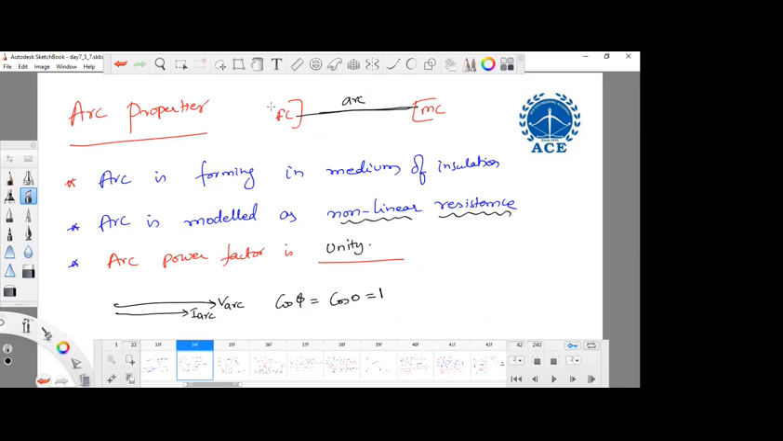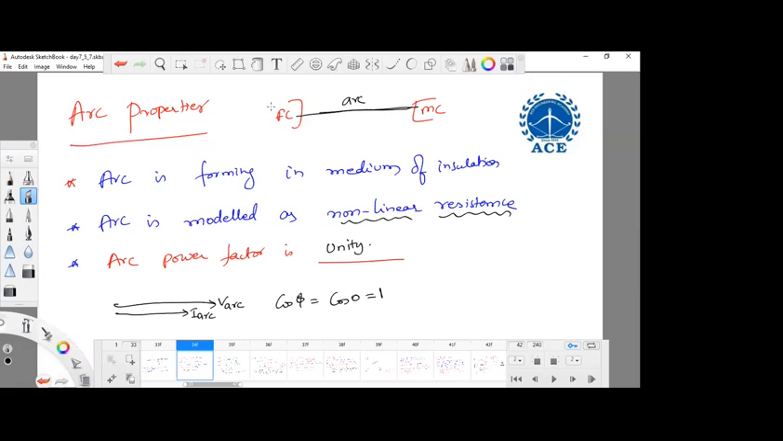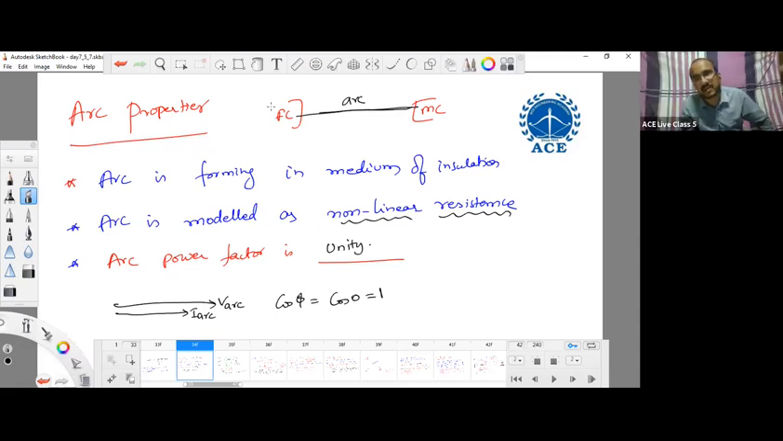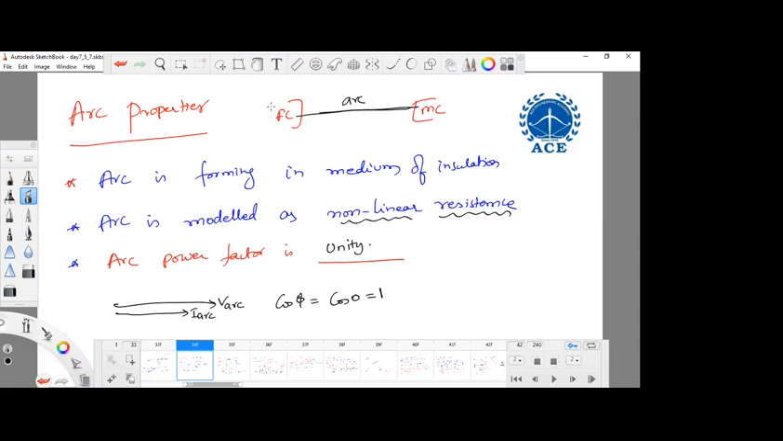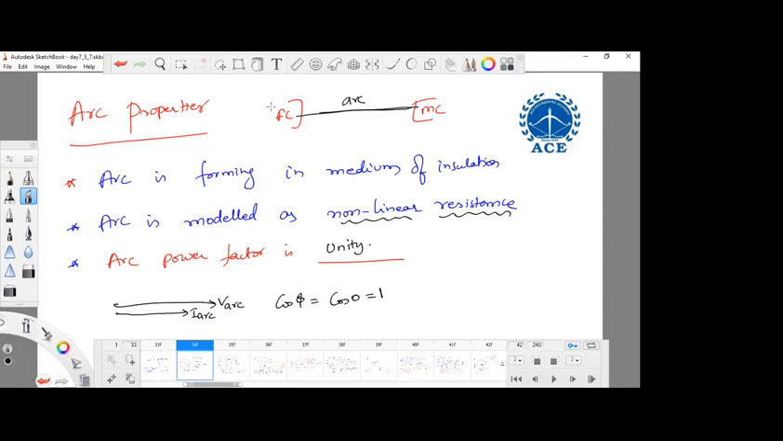That is non-linear in nature. That's why the arc is modeled as non-linear. Non-linear in the sense it is differing. If you observe the VI characteristic of that resistance, it will not be linear. That is the meaning of non-linear.